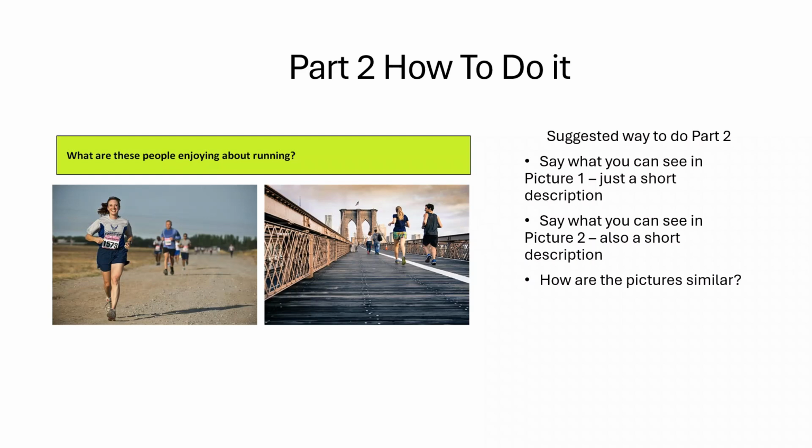Well, in both cases, the pictures show people who are running. And the differences between the pictures is that the first picture is a race because we can see these numbers on their shirts. And the second picture looks like these people are just jogging, maybe after work. And then we come to the question, and what are people enjoying about the running? I think in the first one, the person perhaps enjoys the fact that it's a competition. And the second picture, the people look very relaxed, so it's a good opportunity to spend time with friends.